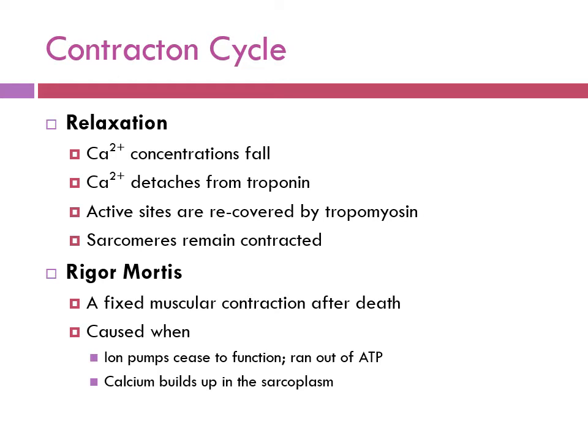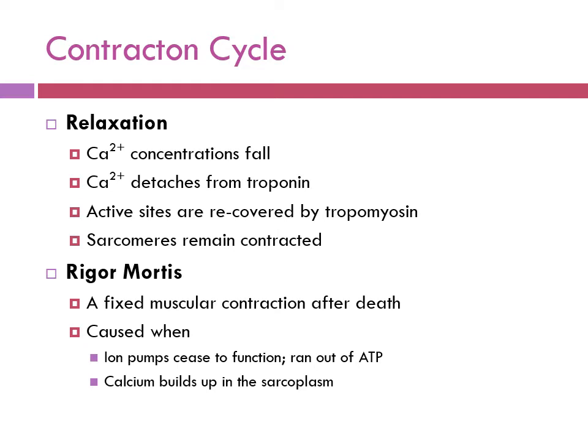Once our contraction has completed, our muscles need to relax again. So during relaxation, calcium concentrations fall as the calcium pumps move the calcium back into the sarcoplasmic reticulum using ATP. The calcium detaches from the troponin as the concentrations are falling and gets pumped back into the sarcoplasmic reticulum. Without calcium, the troponin is going to change shape again and pull the tropomyosin back over the active sites on the actin to cover them up. But the sarcomeres remain contracted until there are outside forces that act upon them to stretch them back out.